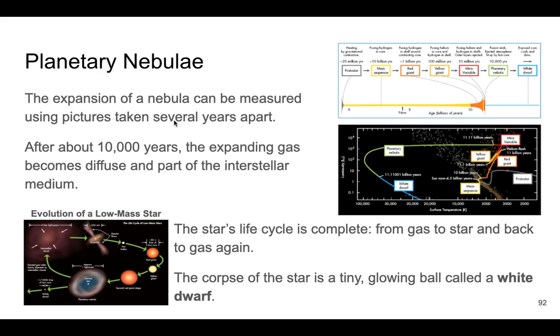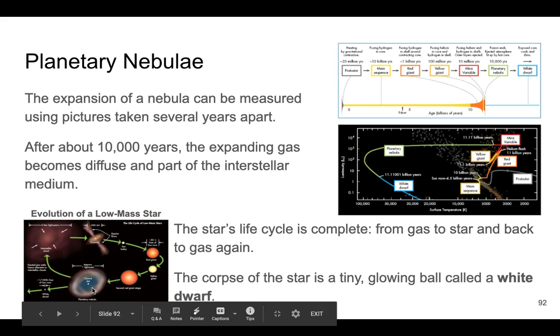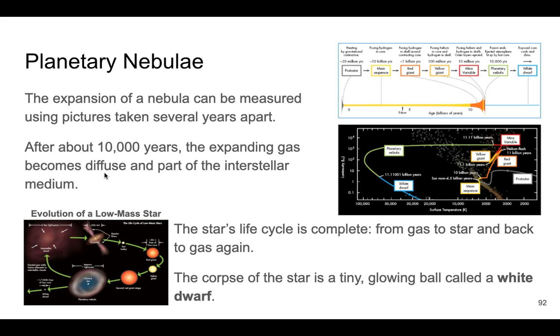So after about 10,000 years, which is basically nothing in astronomy terms, the expanding gas just becomes diffuse and part of the interstellar medium. So when it's still near enough to the hot, dead core, it's still getting energy from that core, and that's causing it to kind of shine like this. But eventually it just drifts far enough apart and gets so diffuse that, yeah, it's not a planetary nebula anymore. So the star's life cycle is complete.